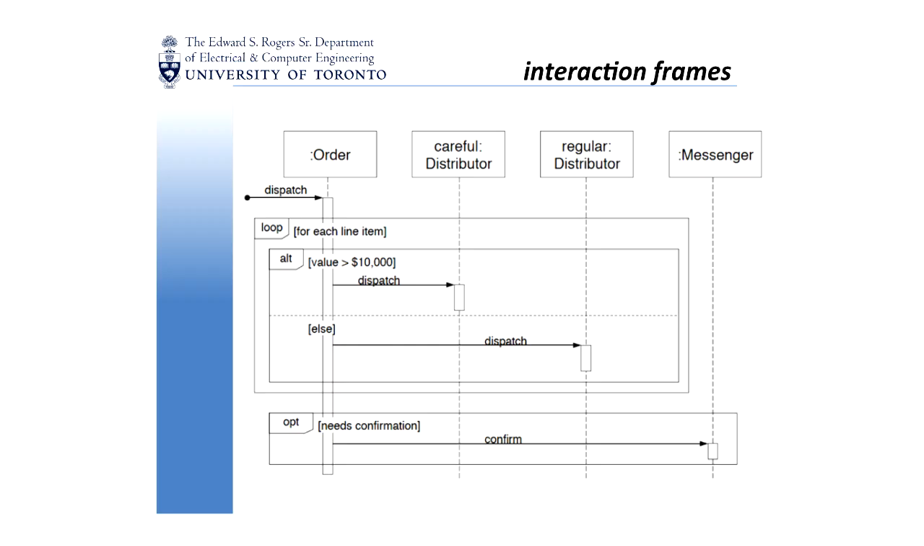To handle complex logic within these sequences, we use interaction frames. These frames allow us to model loops, such as iterating through every line item in an order. They also allow for alternatives, to handle if-else logic, and optional blocks that only execute under certain conditions.